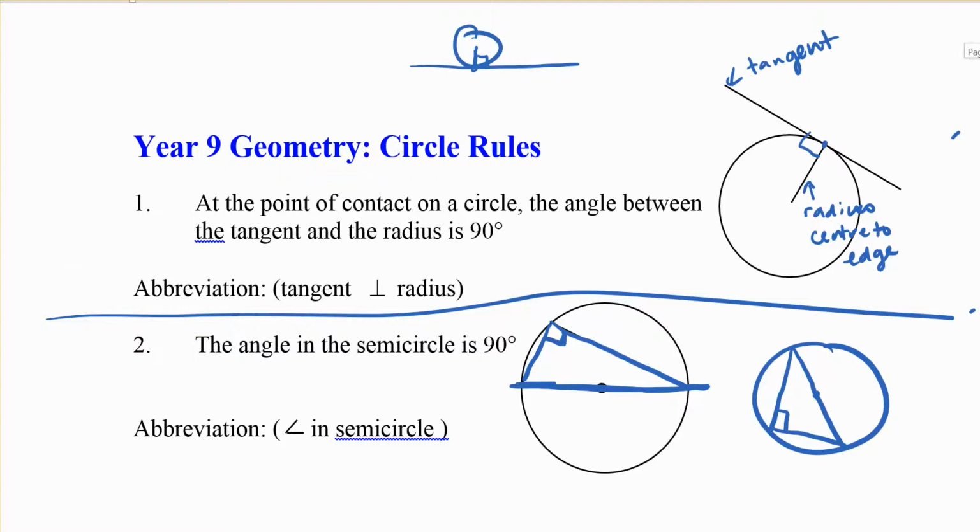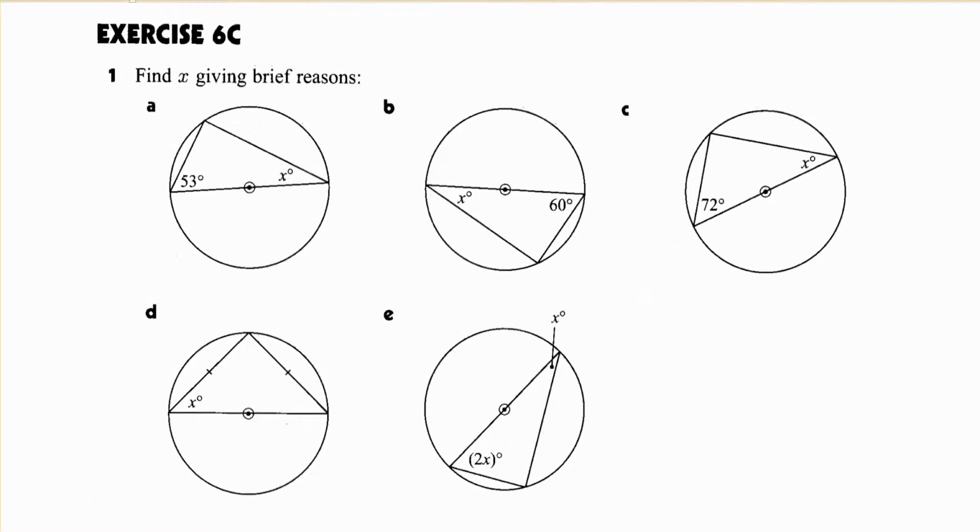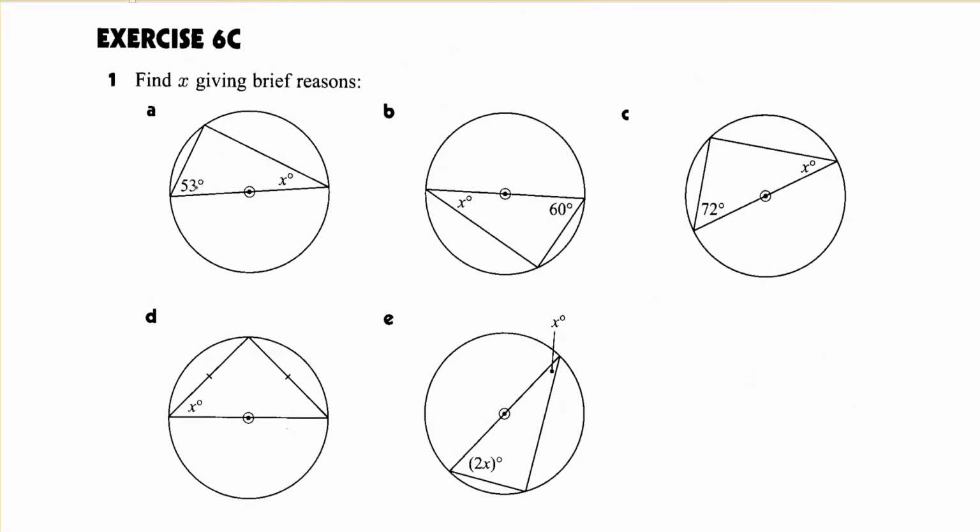So we take a look at two examples of how these apply. Look here at number 1. I notice that I have a semicircle. I have a triangle that's using the diameter, the center of the circle. So I know that this corner up here will be 90 degrees. And then I have angles in a triangle add up to 180. So 180 minus 90 minus 53. And we get 37. So x is equal to 37.